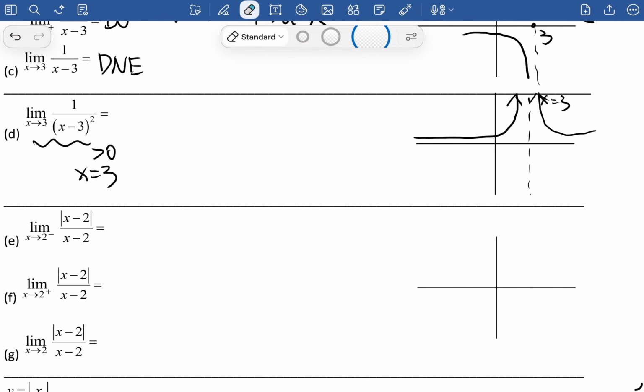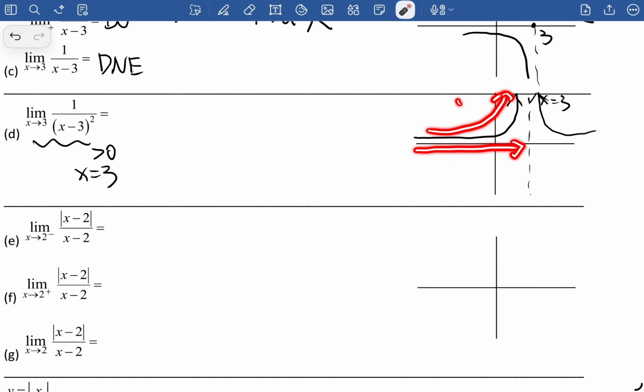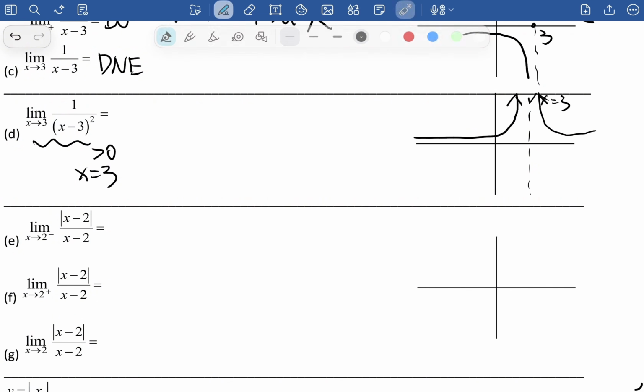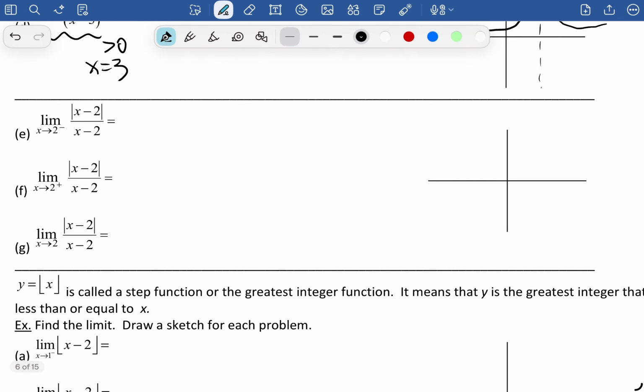So what's the left limit? If it's approaching from the left side to x equals 3, this value is going to infinity, right? What about the right limit? With x approaching 3 from the right side, the value of the function is going to infinity too, which means the right limit equals the left limit. So the two-sided limit exists, and it is infinity. Okay, let's move on.